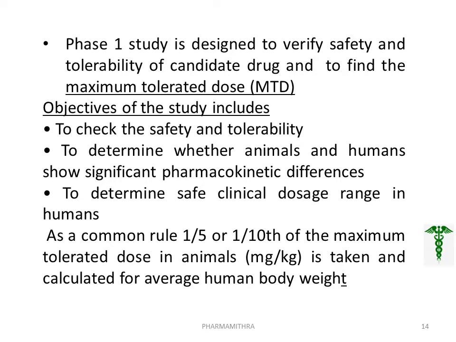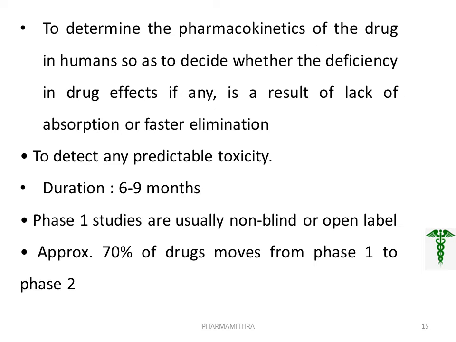Normally we are using 1 by 5 or 1 by 10 of the maximum tolerated dose, MTD, in animals. In phase 1, we are trying to determine the pharmacokinetics of the drug in humans, and to detect whether any predictable toxicity is there. Normally, this is carried out for a duration of 6 to 9 months. And phase 1 studies are usually conducted as non-blind or open label.